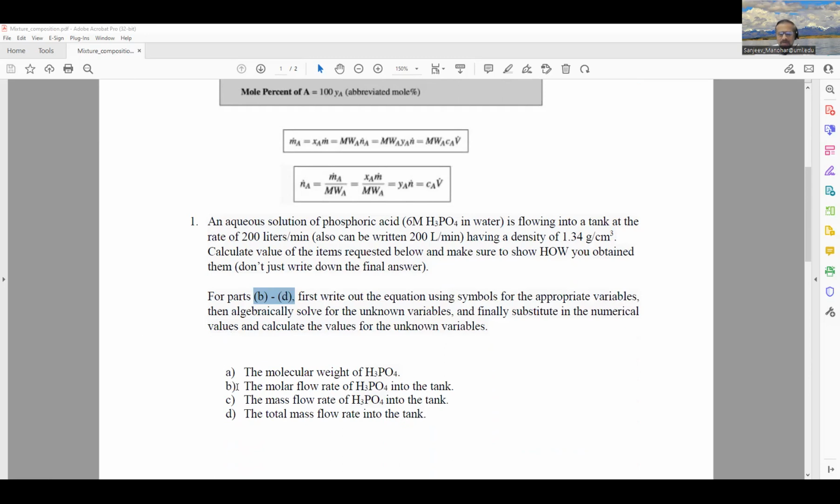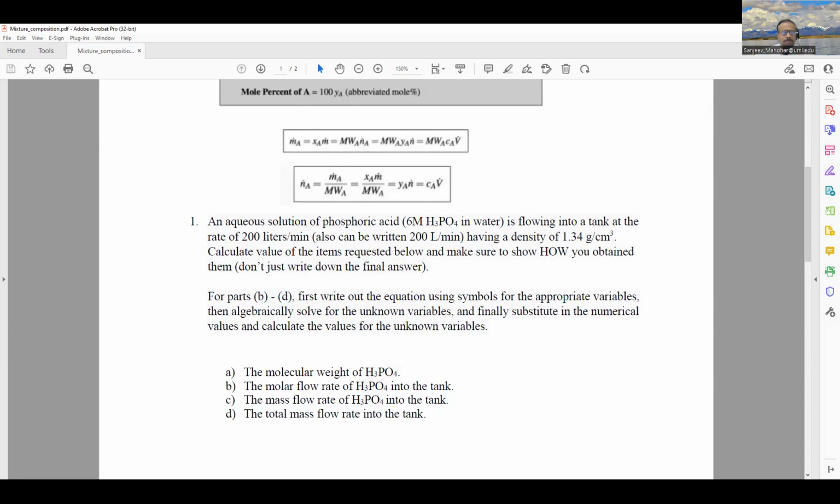Molecular weight of phosphoric acid, molar flow rate of phosphoric acid in the tank, mass flow rate of phosphoric acid, and the total mass flow rate in the tank, right? Four questions. All it's saying is an aqueous solution of something is flowing into a tank at this rate. It has a density of that, and that's all you got, right? So you have to answer these 4 questions. So how would you even tackle something like this?